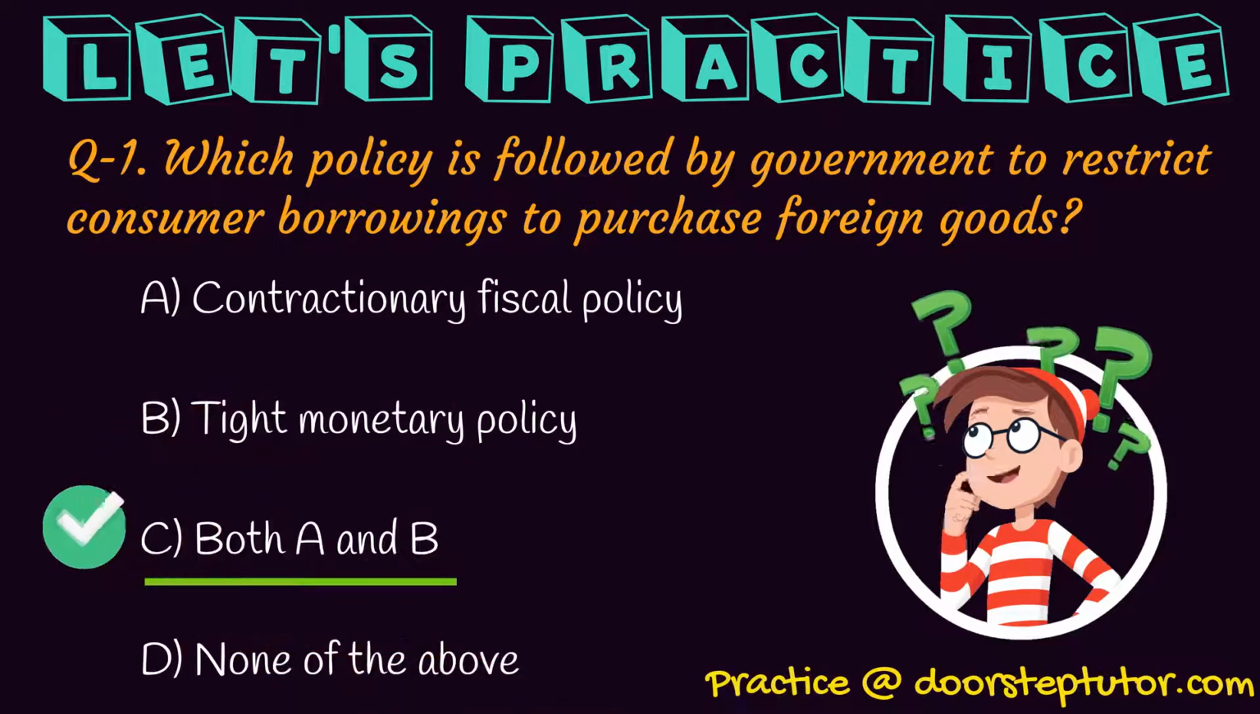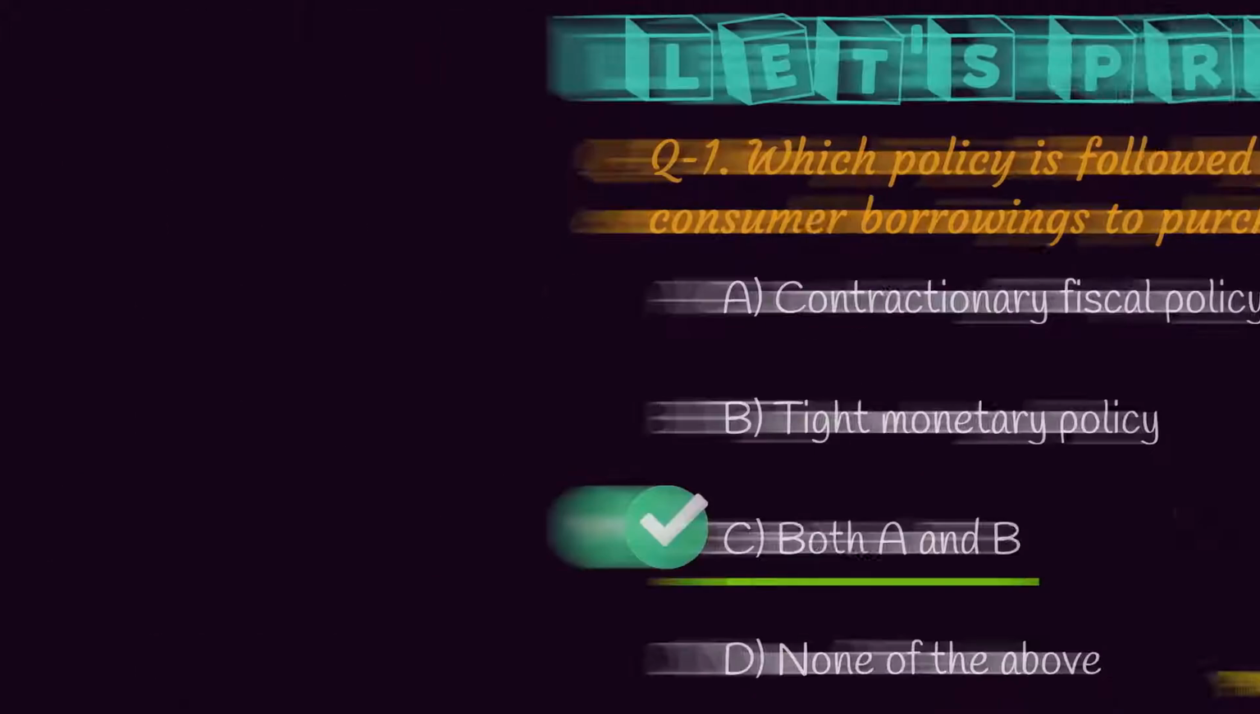Then the other one is tight monetary policy. Yes, this is also the right answer, because in this the government increases the various direct taxes like income tax and all, paid by the people. Okay, so the correct answer would be both A and B for this, right?